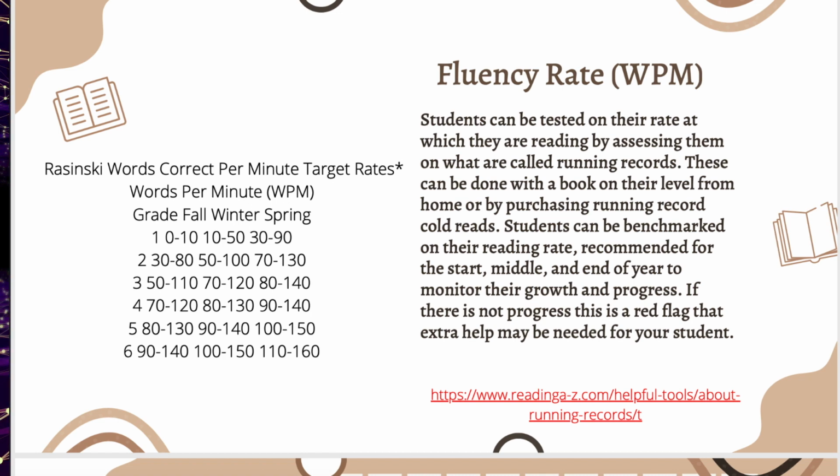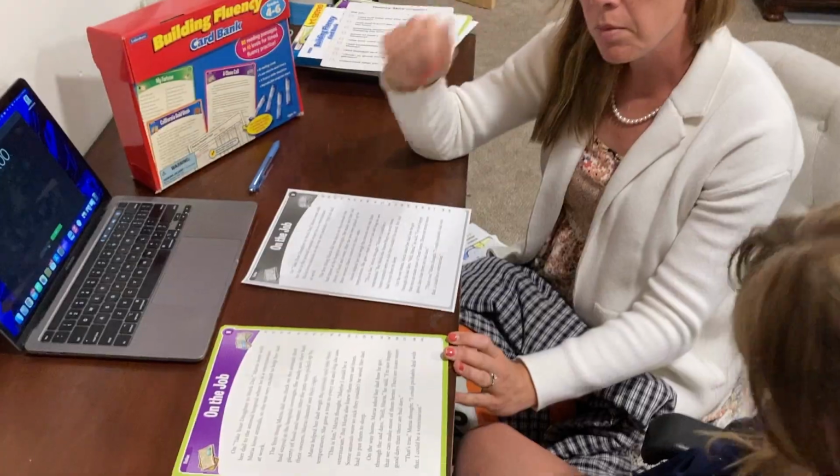I also included some links and resources of where you can go and get running records to print off. You can also make them yourself out of a book that you know is at your child's level by photocopying the page or typing up the words from that page and then doing a running record. So I am going to do a short video here where I do a running record on one of my children, so you can kind of see how you might do that at home just to get a feel for what rate my child is reading at.